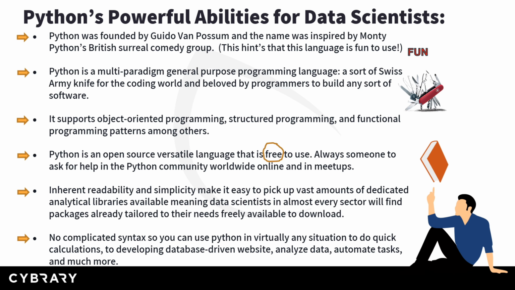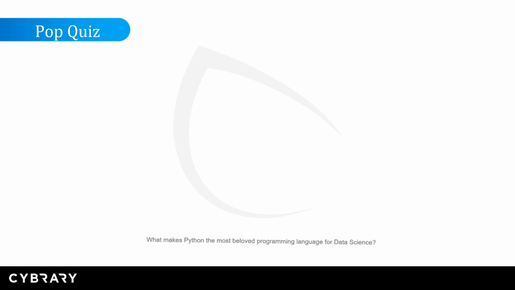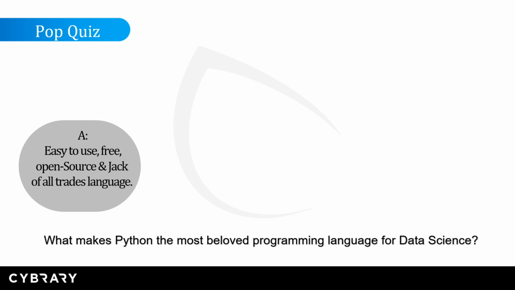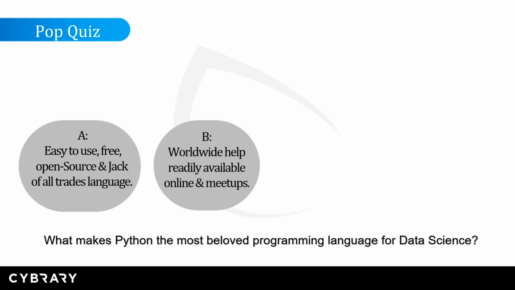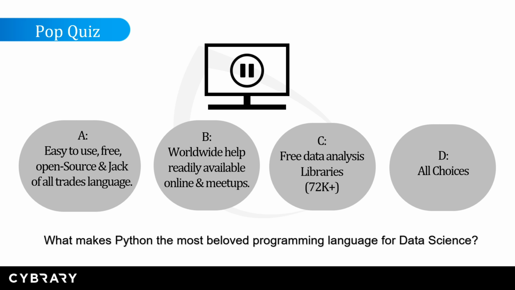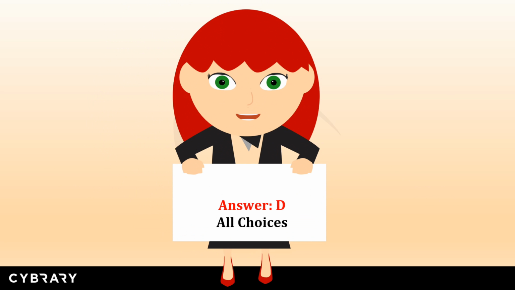Pop quiz. What makes Python the most beloved programming language for data science? A. Easy to use, free, open source, and jack-of-all-trades language. B. Worldwide help readily available online and meetups. C. Free data analysis libraries. Or D. All choices. Yes, all the choices.